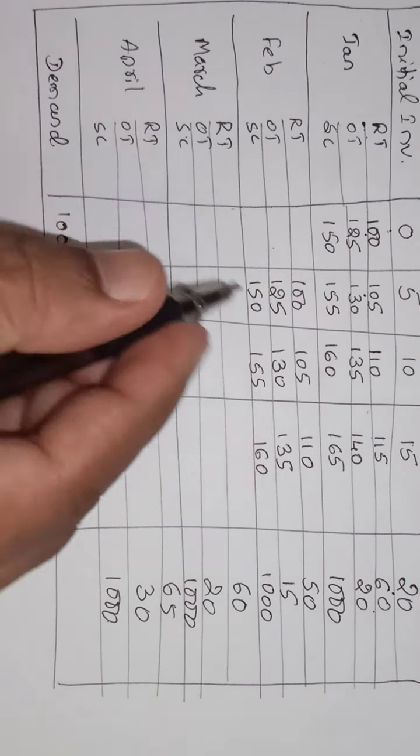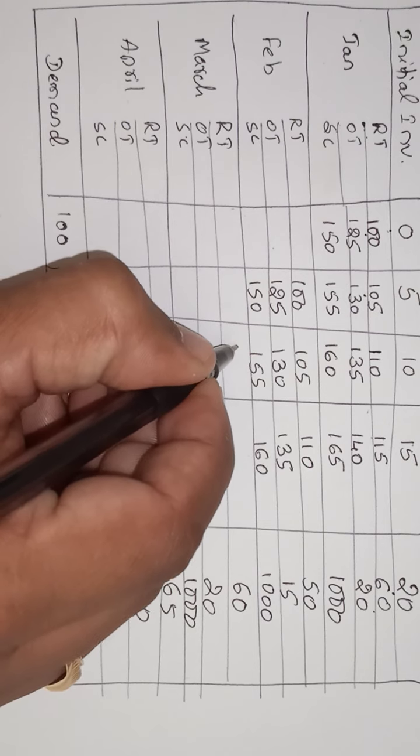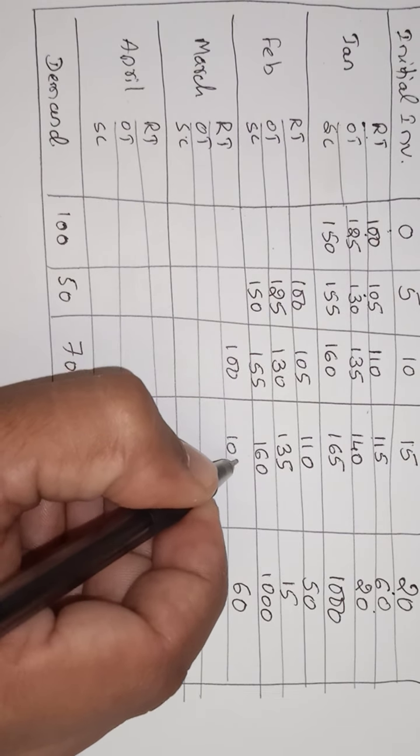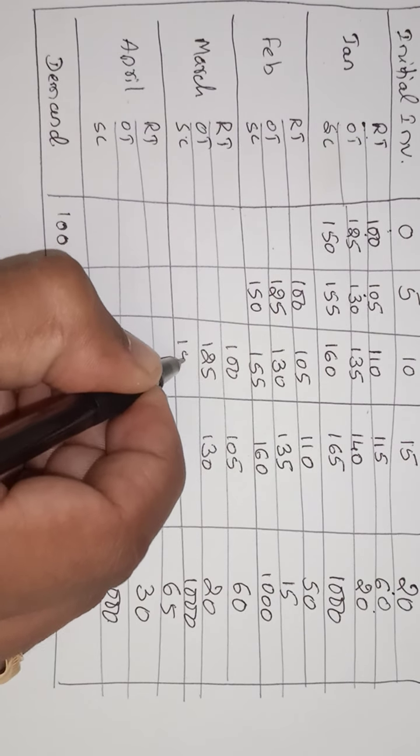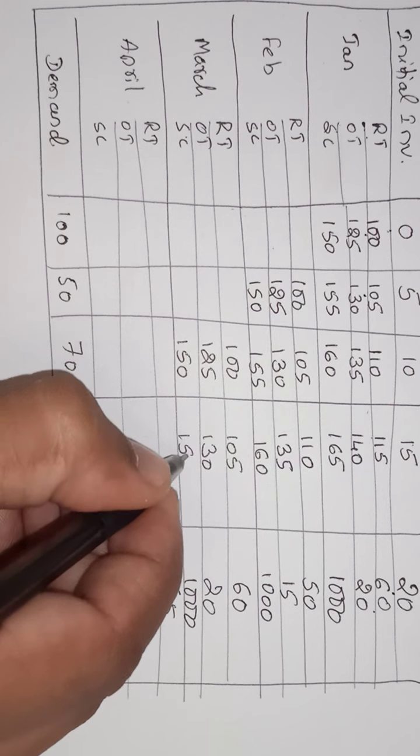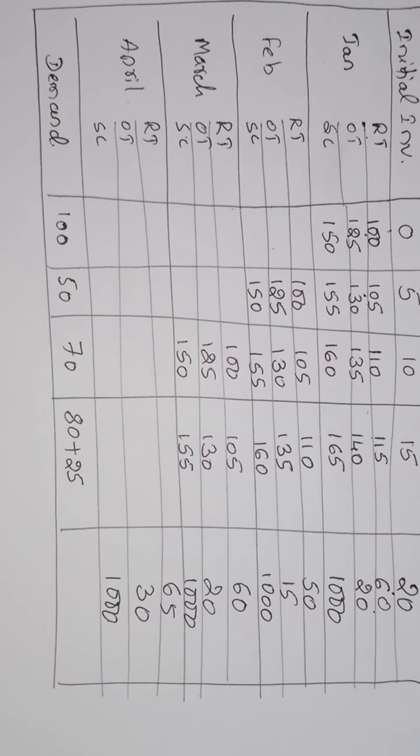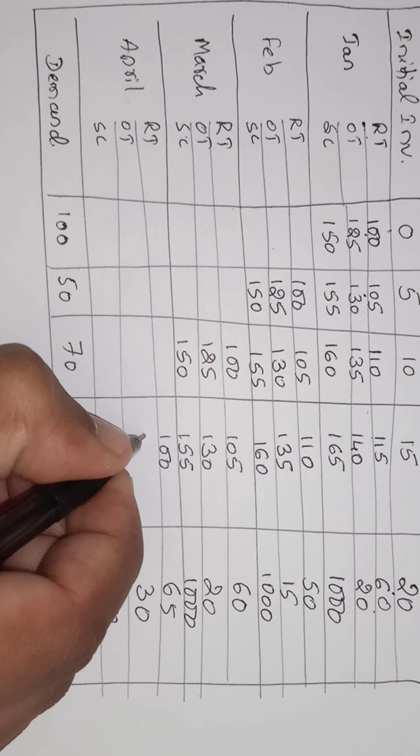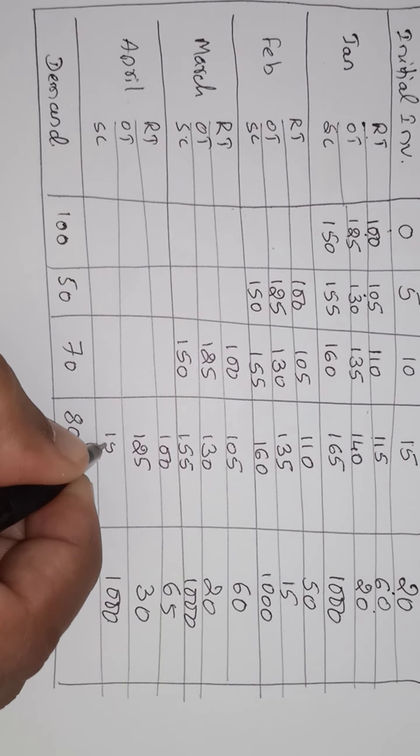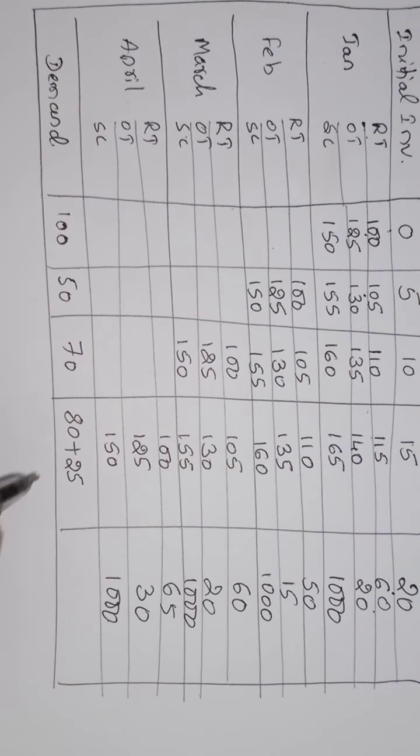Next March. So in March, here 100 will be there, 105. Next 125, 130. Here in subcontracting 150, 155 rupees in the April month. Next, the fourth month you have 100, 125 and 150, right? So this will become a total of 80 plus 25, 105 quantities needed, right?